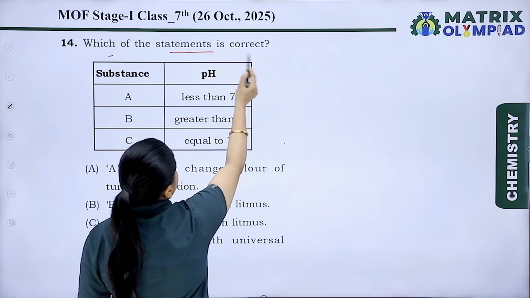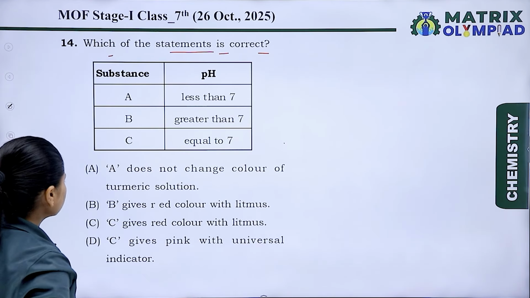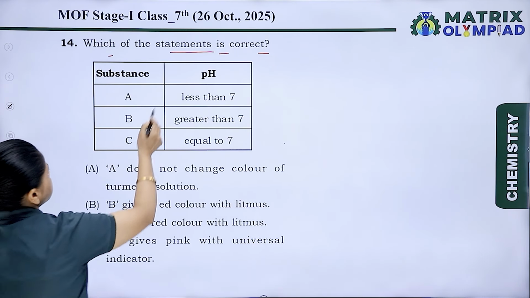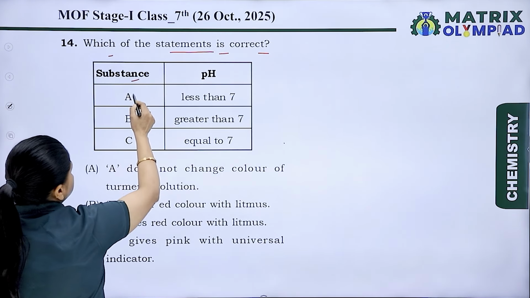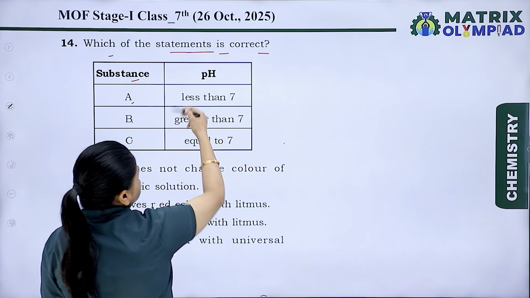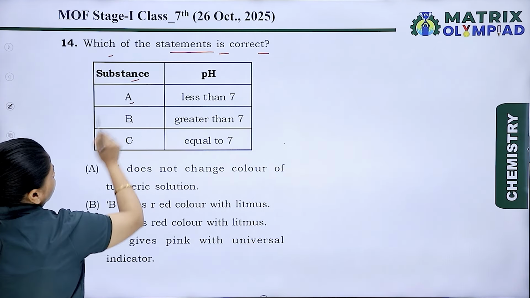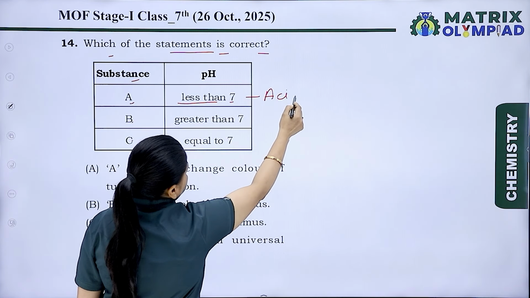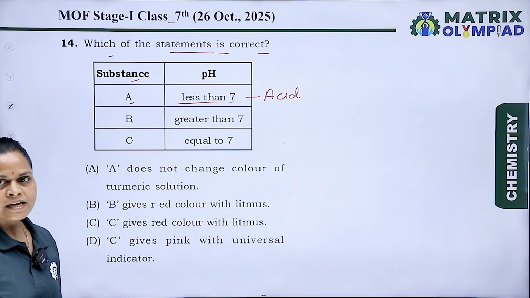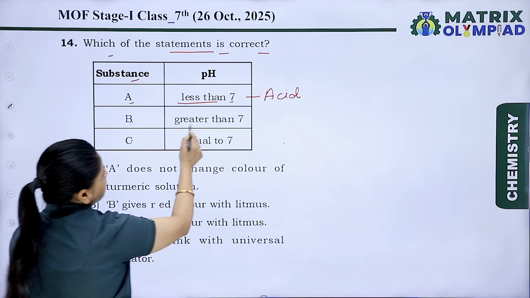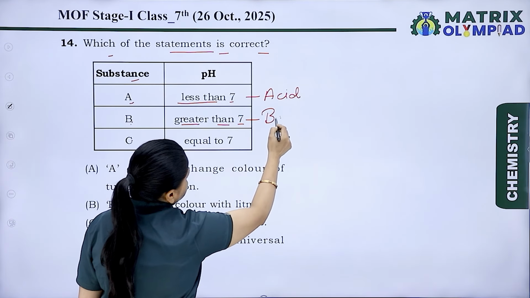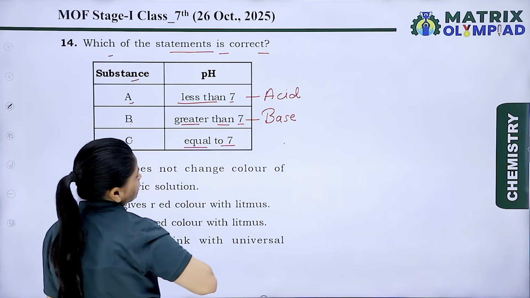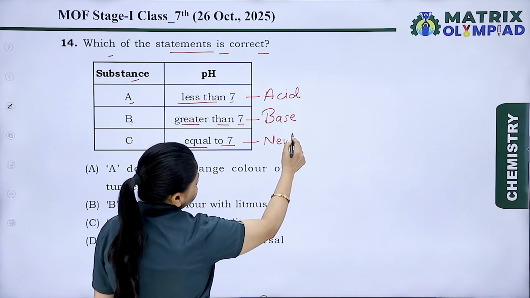which of the statements is correct? We have to choose the correct statement from these options, and this is about a table in which substances A, B, C are given with their pH values. As we know, A has pH less than 7, so it is acidic. B greater than 7, that means it is a base or basic. C equal to 7 means it is neutral.